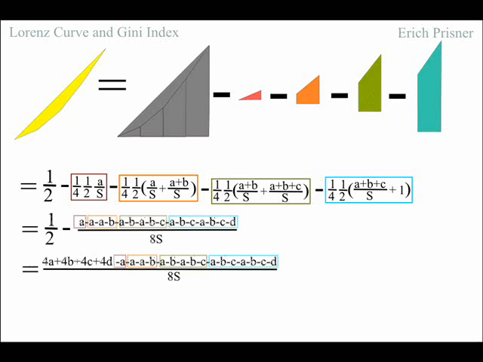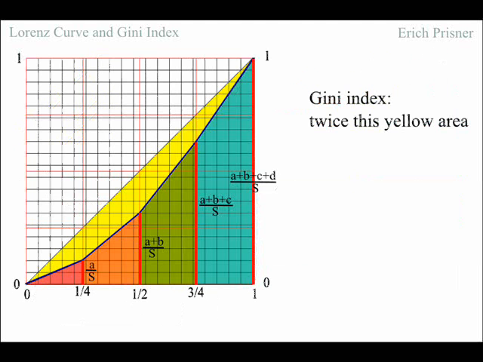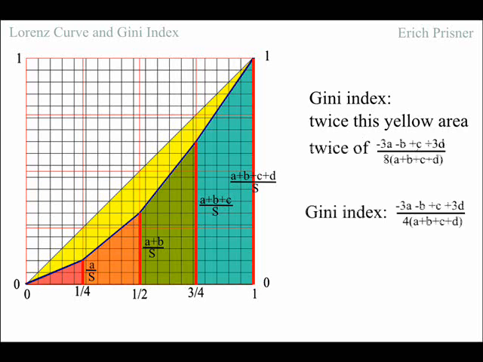And with a little algebra we get minus 3a minus b plus c plus 3d, all divided by 8 times a plus b plus c plus d for the area of the yellow shape. Therefore the Gini index equals twice this area, so g equals 2 times this area, which is minus 3a minus b plus c plus 3d divided by 4 times a plus b plus c plus d.